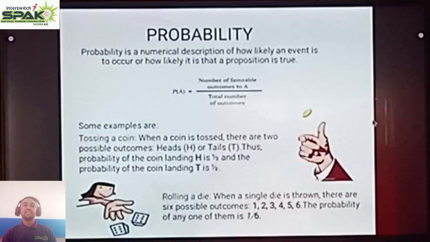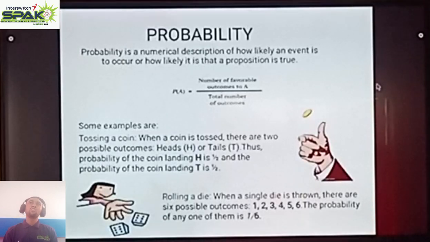Alright, so now we move out of statistics and into probability. Probability is a numerical description of how likely an event is to occur, or how likely it is that a proposition is true.